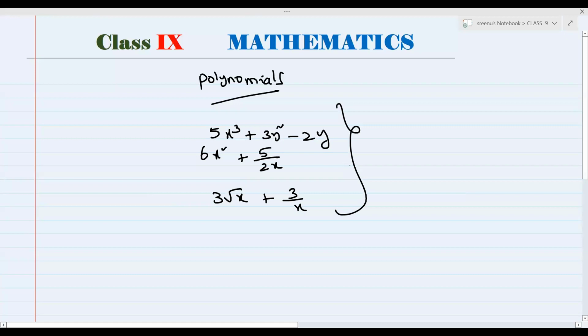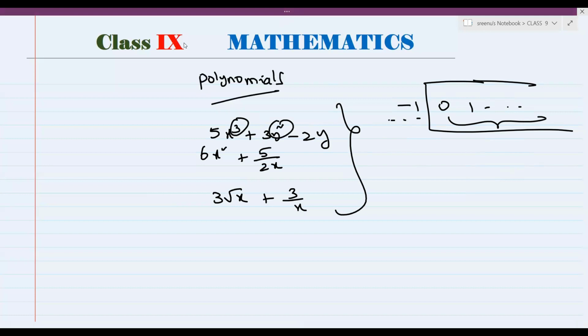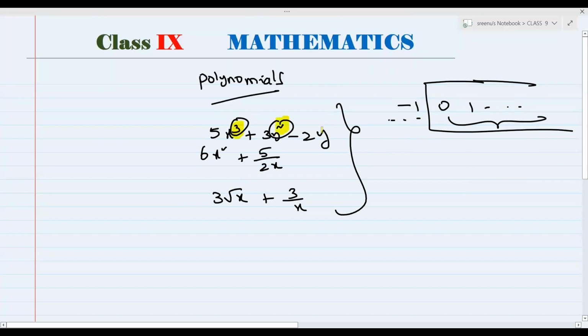So non-negative integral power, non-negative. On the number line -1, 0, 1, like this, non-negative in the sense that from here we shall take 0 onwards. Or we can also say whole number. The exponent should be a whole number. So just check here: power 3, power 2, power 1, the variable powers are 3, 2, 1.